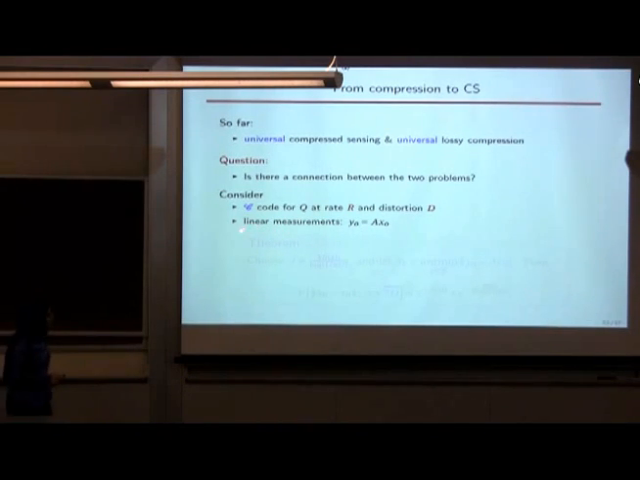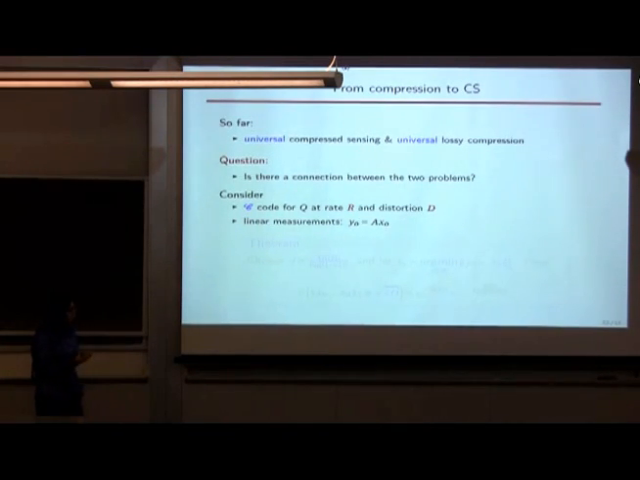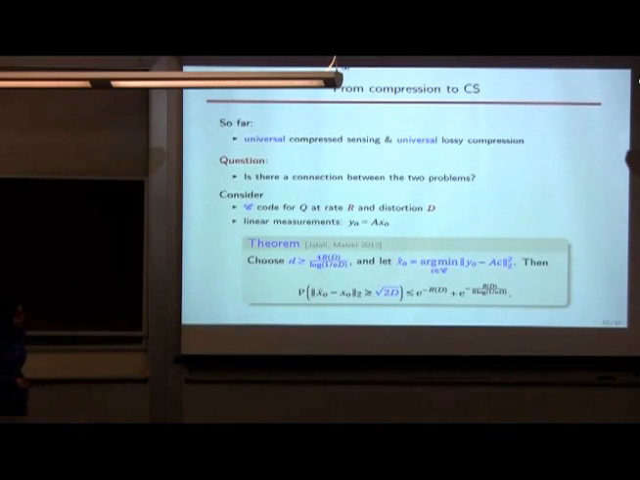I don't have much time to describe it in detail, but to give you a flavor, assume that I have a code set Q. You can think of Q as the set of images. And I have a code for this set, so it has rate R and distortion D. And I perform linear measurements over this set. Then what I want to do is recover my signal without knowing anything else about the signal other than that we have this compression code for this set of signals. We can prove that in fact it's possible to do so.